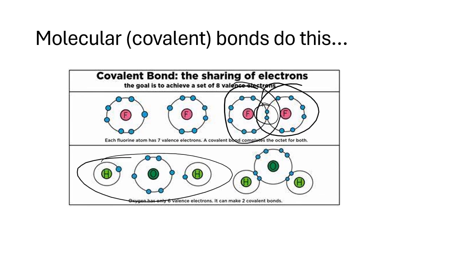H2O: hydrogen has 1 electron, oxygen has 6 valence electrons. Therefore, hydrogen's happy as helium, and then oxygen has 8.